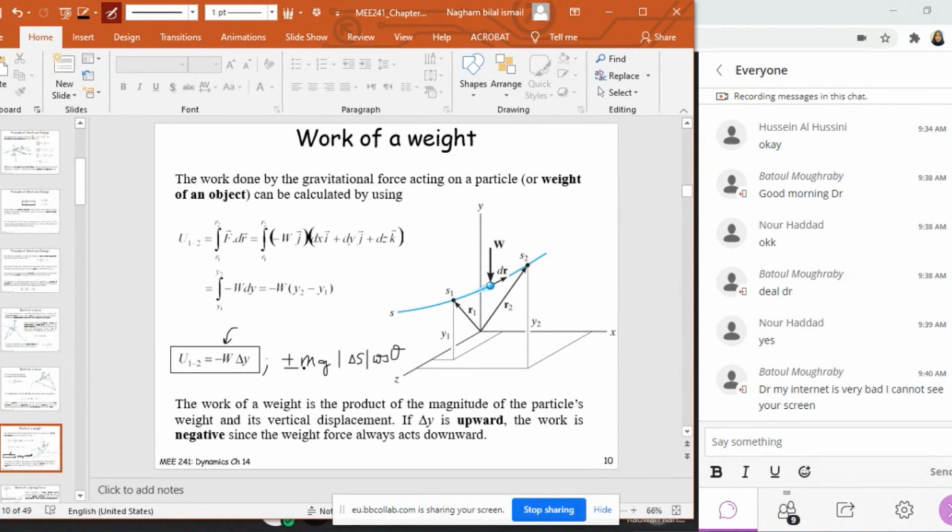And I'm going to add another equation, and this is for dependent motion. I'm going to see it later on, all right?